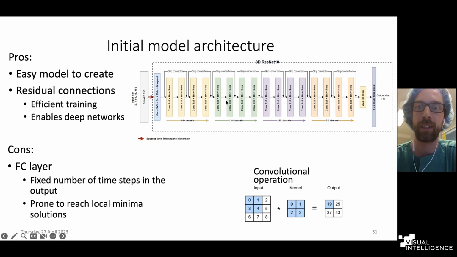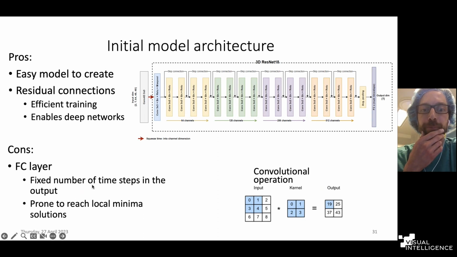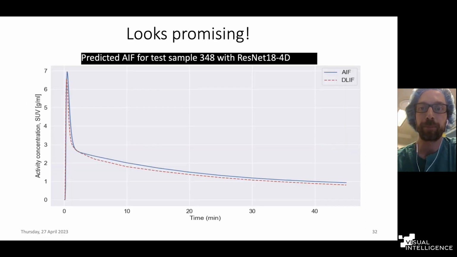We started out with models like ResNet or other architectures, where the limitation was that we have some fully connected layers in the end, and this will limit the network to a fixed number of time steps, for example. However, the results of these early models were quite promising. As you see, the ground truth and the predictions were okay.